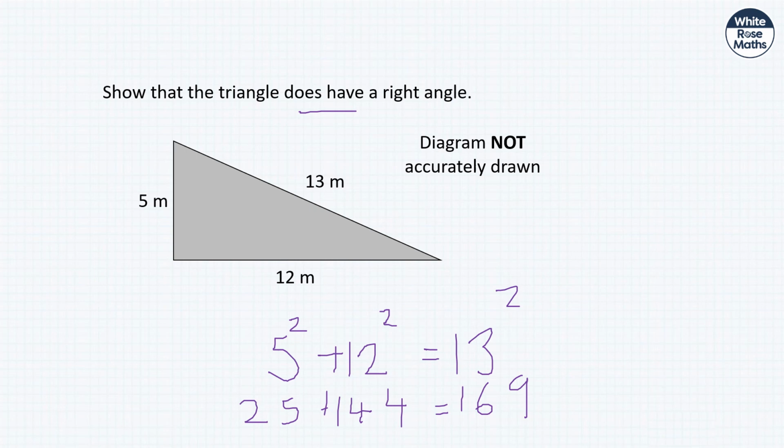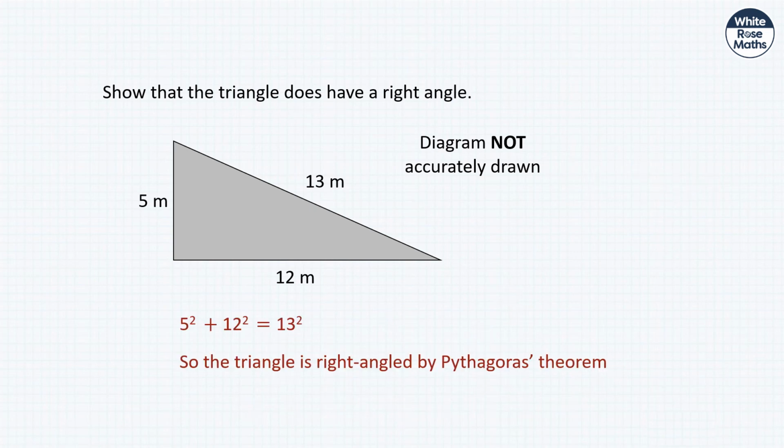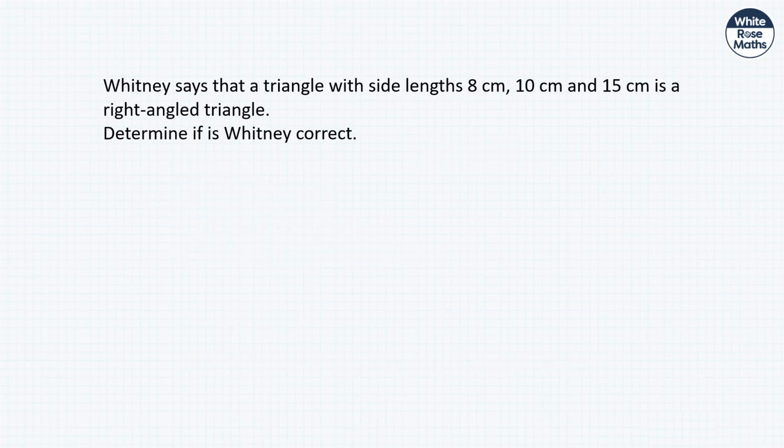4 plus 5 is going to be 9. 4 plus 2 is 6, and then I've got the 1 there. So that is true, yes. 169 does equal 169. Therefore, this triangle is right angled, by Pythagoras' theorem. So that is correct.